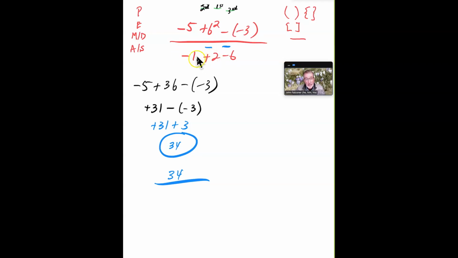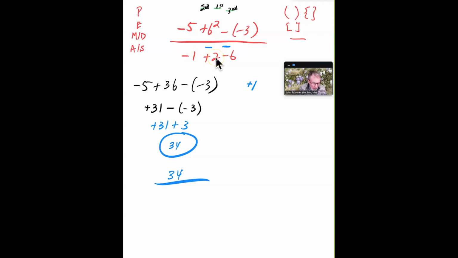So we're going to take the difference between the two numbers. The difference between 1 and 2 is 1, so let's write a 1 here. And the number with the larger absolute value is 2, so we have a positive 1. And that's the end of the evaluation of these two numbers.